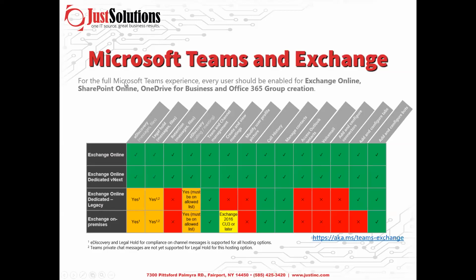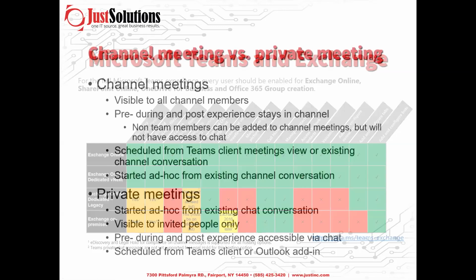But what happens is Teams lives on Exchange Online, uses SharePoint Online, OneDrive for Business, and then the Office 365 group creation. It ties all those pieces together in a really nice, easy, friendly way to deal with groups and teams. So let's go take a look.